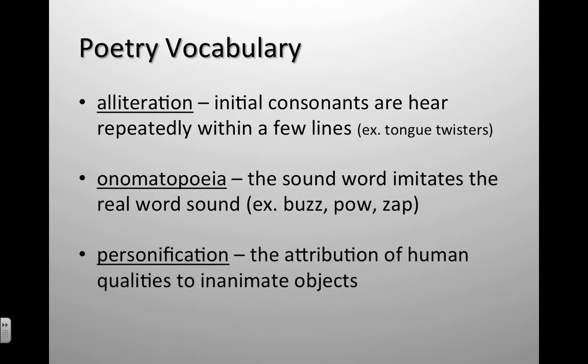Personification. This happens a lot in poetry. That is just when we give human qualities to inanimate objects. This happens a lot when we're comparing things, whether that's emotions or feelings, but we compare them to actual objects and we make them almost have human-like qualities.